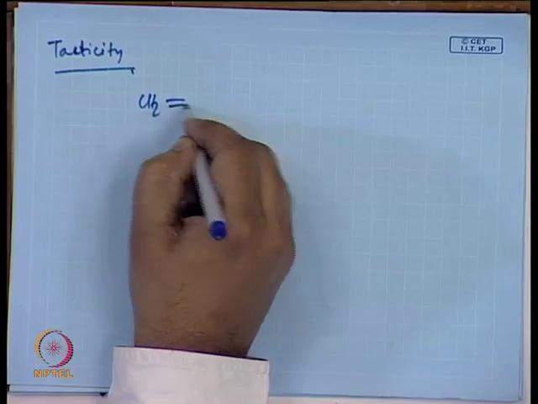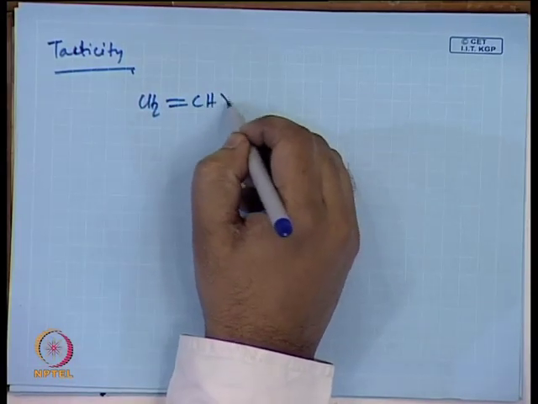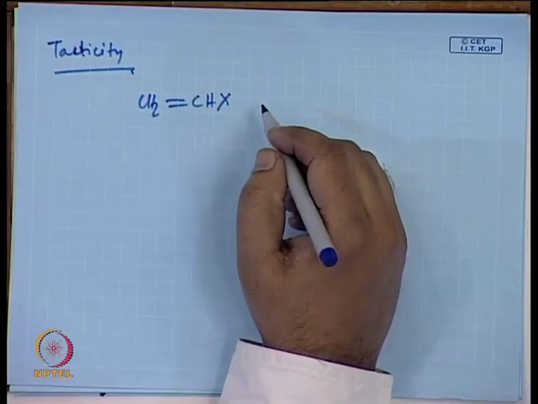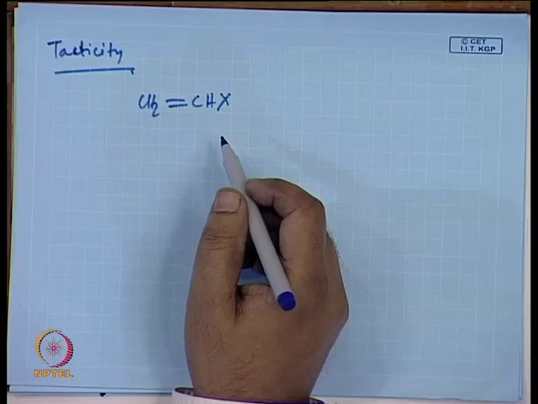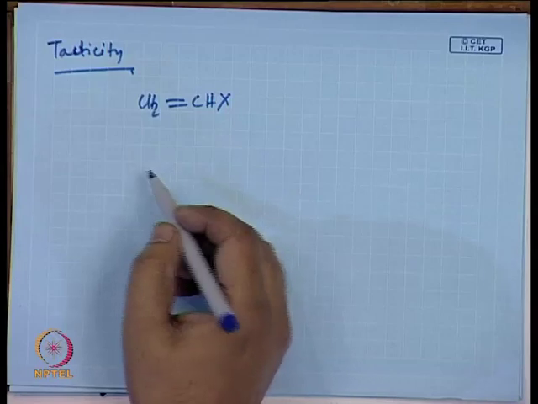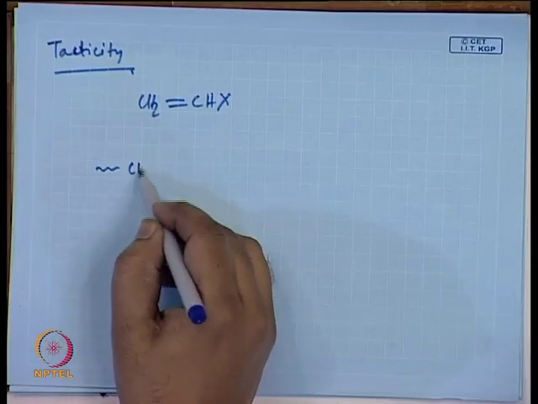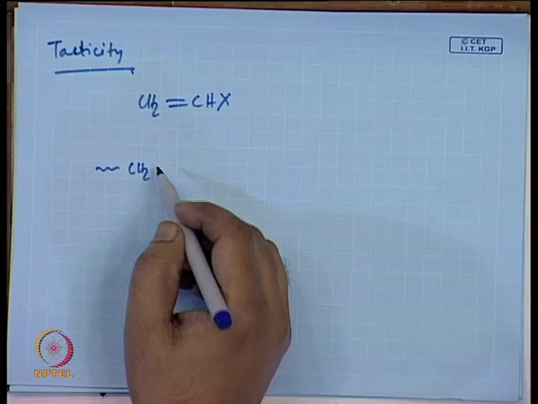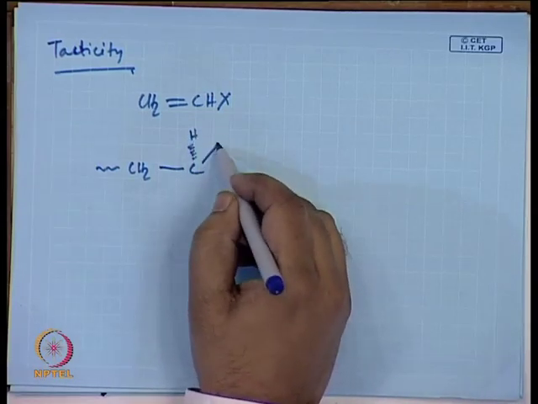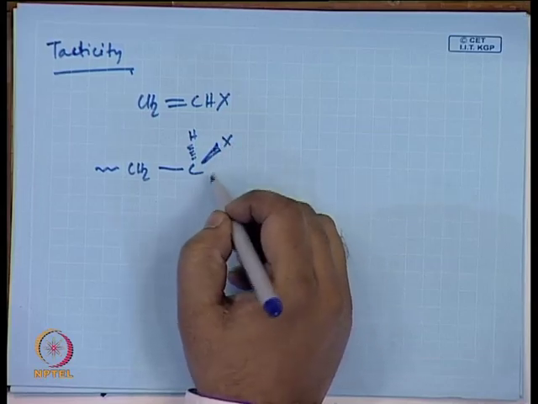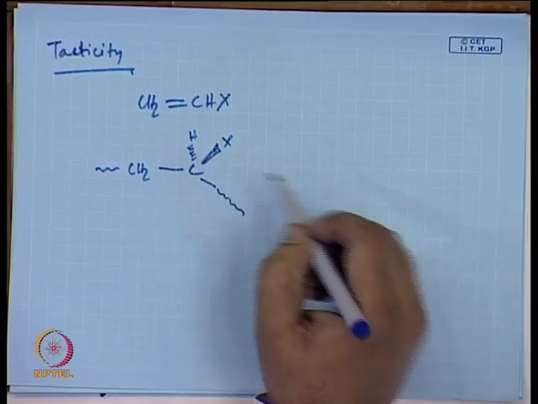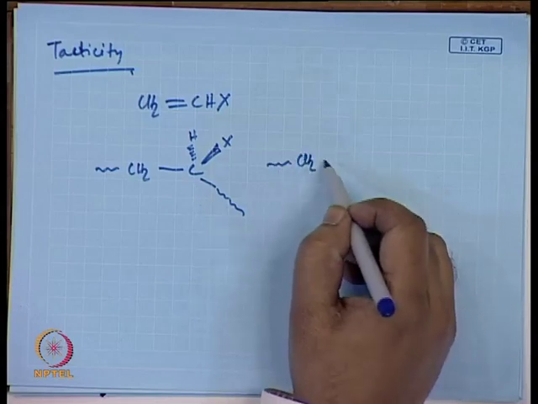If you take a simple monosubstituted monomer, and then consider what happens when this polymerizes. Now, we can consider a polymer where you can have two types of stereochemistry. You can have this, or you can have this.